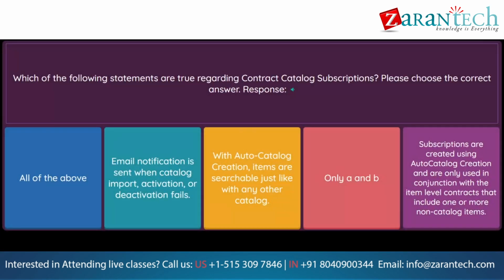Question: which of the following statements are true regarding contract catalog subscriptions? Please choose the correct answer. Response: Option 1, all of the above. Option 2, email notification is sent when catalog import, activation, or deactivation fails. Option 3, with auto catalog creation, items are searchable just like with any other catalog. Option 4, only A and B. Option 5, subscriptions are created using auto catalog creation and are only used in conjunction with the item level contracts that include one or more non-catalog items.